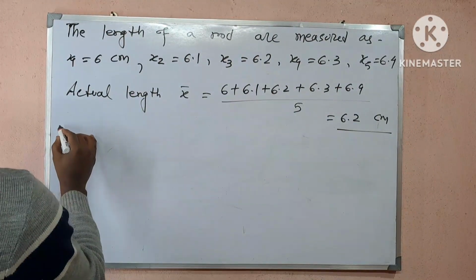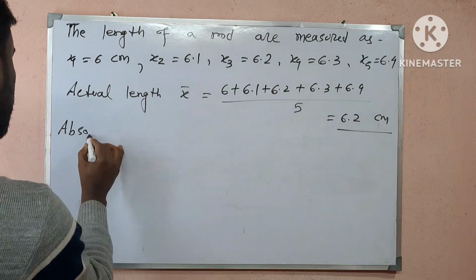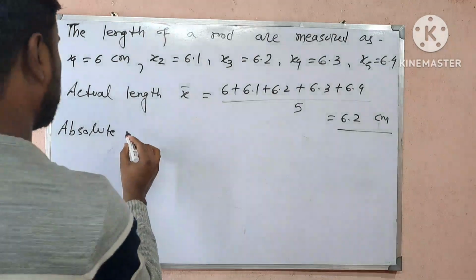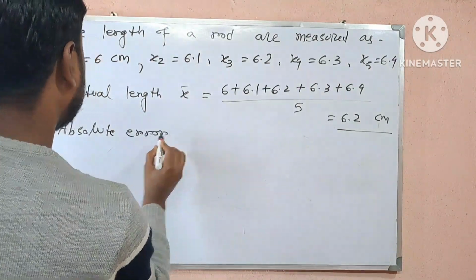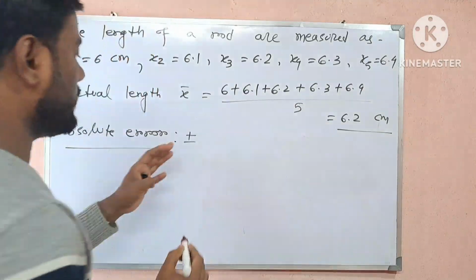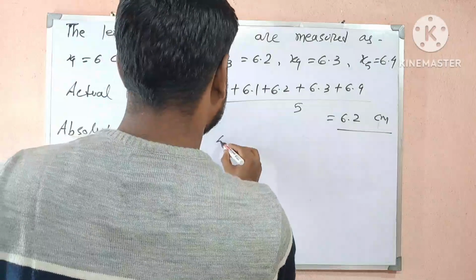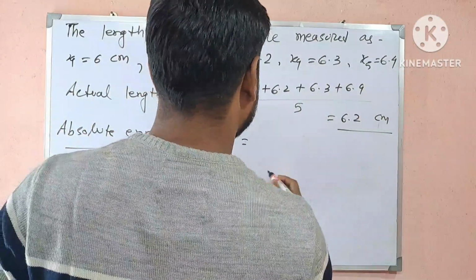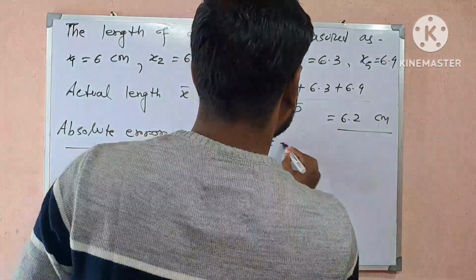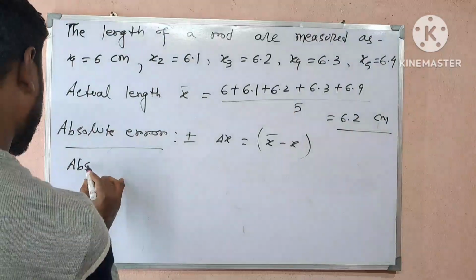Now we will talk about absolute error. This is very important for exam purpose. Absolute error. Now absolute error, it may be positive or negative, and we represent absolute error by the term delta x, and its formula is true value minus the measurement.